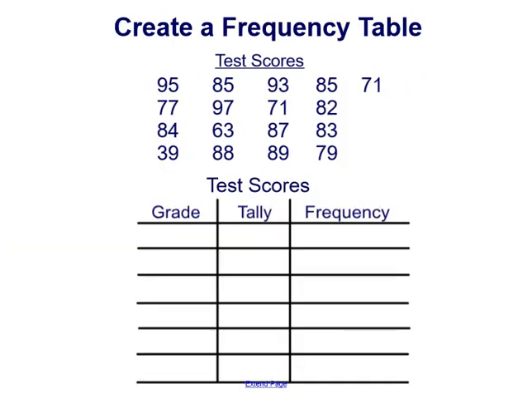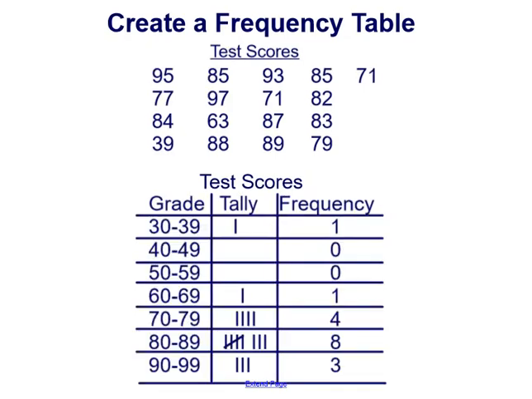Now that we have those numbers, that interval, we can set it up in our columns. The intervals will go in the first column that talks about the grade, and then we'll tally how many of those scores go into the interval of grade, and then we'll write that out as a frequency. You can see again, we have our intervals in the left column. We had one grade for 30 to 39, that was 39. We had none for 40 to 49, none for 50 to 59. We had 1 for 60 to 69, that was 63.